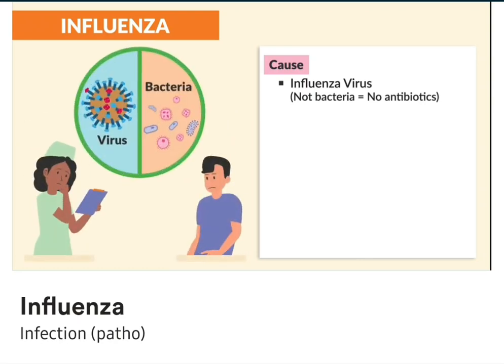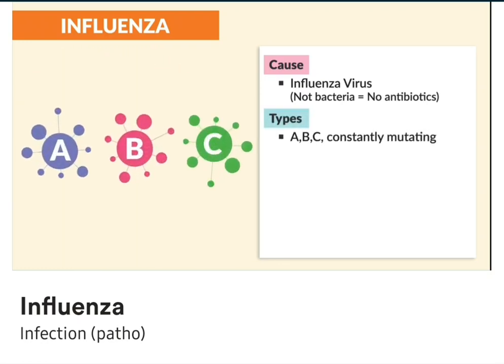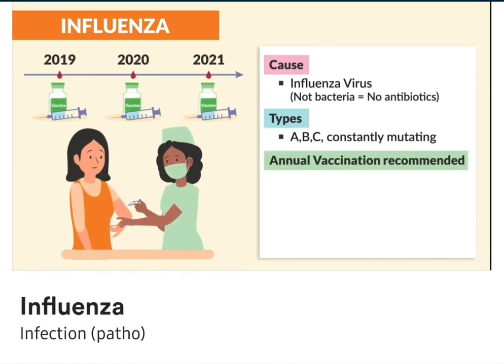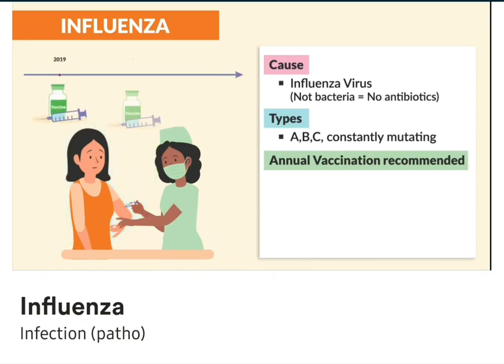Now, I know we're going to cover that later in the pharmacology area, and we're only doing patho right now. But just know that viruses are totally different than bacteria. Now, for types of influenza, we have A, B, and C, and it's constantly mutating. That's why every single year a new flu shot is needed to protect against new viruses. So again, annual vaccinations are recommended.